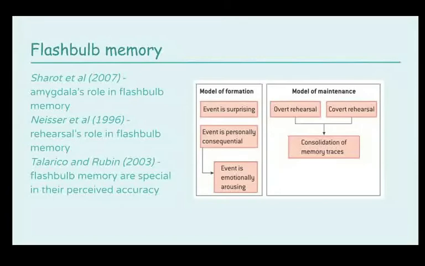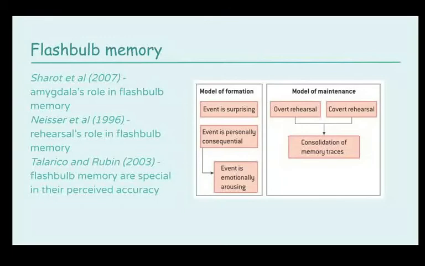And several studies that can support the flashbulb memory would be Sharot et al. in 2007, which talks about the amygdala's role in flashbulb memory. The second one would be Neisser et al. in 1996 about rehearsal's role in flashbulb memory. And the last one would be by Talarico and Rubin in 2003 about how flashbulb memory is special, but only special because of its perceived accuracy.